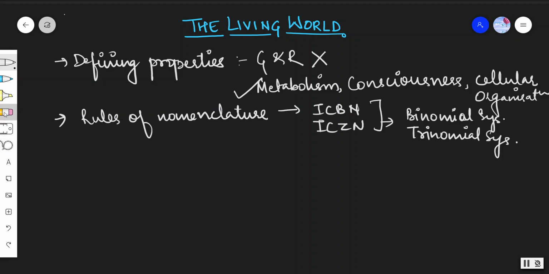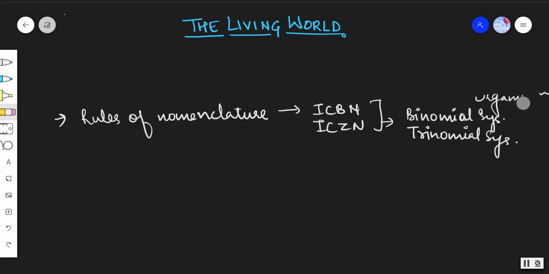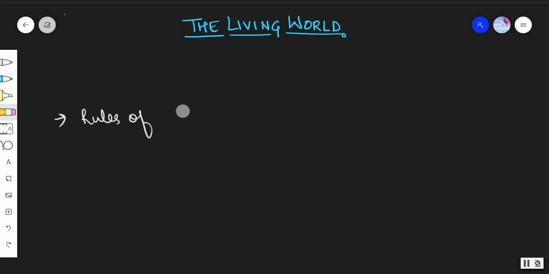Now today we are going to start with certain terms that are related to classification. So what are these terms? The first one, starting with taxonomy, then systematics, and the last one is taxonomical categories. It's an interesting topic. Please maintain the continuity in this chapter, which is the most necessary thing to do.